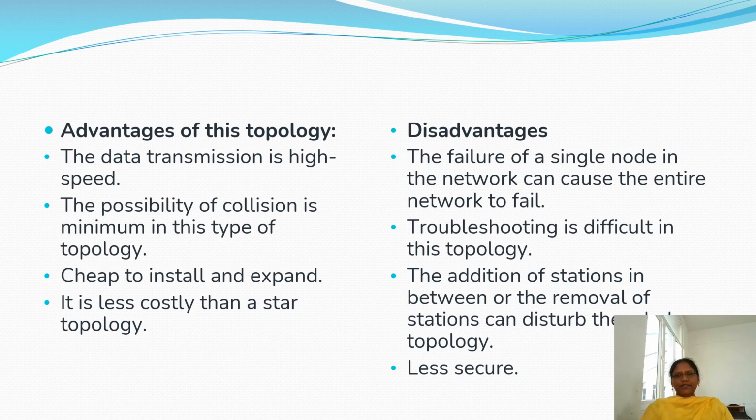With respect to the disadvantages, the failure of a single node in a network can cause the entire network to fail, because, as I already told you, the signal travels in either a clockwise or an anti-clockwise direction. So failure of one single node may cause the entire network to fail. The second drawback is troubleshooting, which is very difficult in ring topology. Addition and deletion of stations in a ring topology may disturb the entire topology. So this is another disadvantage. The last concern about ring topology is that it is very less secure.